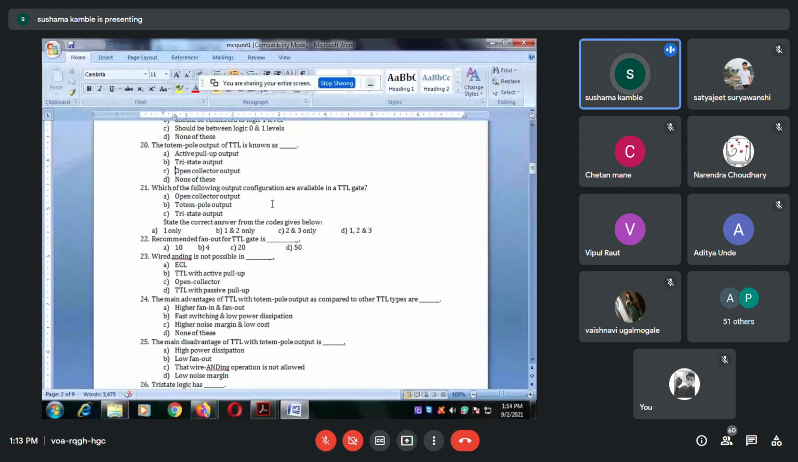Which of the following output configurations are available in a TTL gate? अभी बोलो कि कौन कौन से है available. Open collector, totem pole output and tri-state output. See the options and tell me the option.